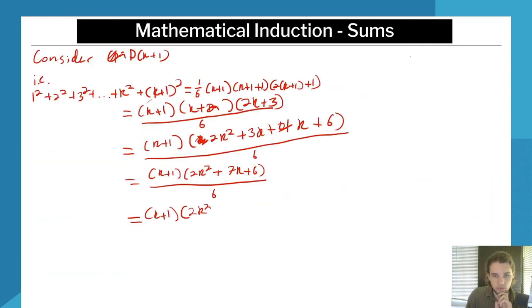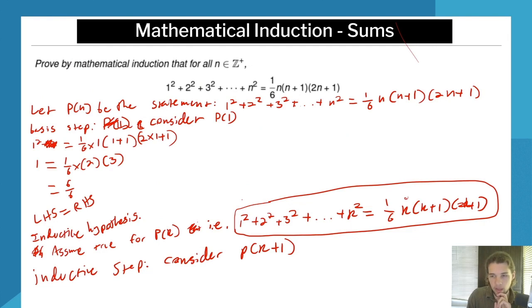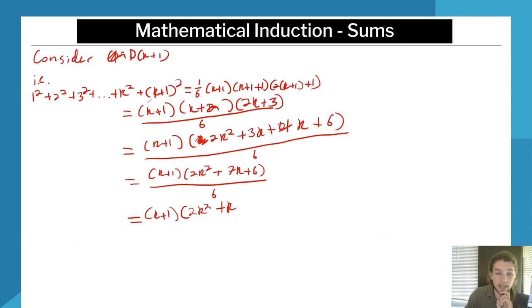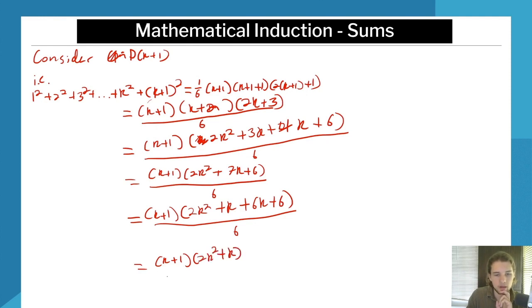So I'm going to play around with things a little bit. I'm going to say plus K because over here we do have that plus 1, and remember I want to take this K out of this set of brackets, so everything's going to be divided by K. And then we have plus 6K plus 6 all over 6. Now I can remove these from the brackets. If I go K plus 1, 2K squared plus K all over 6, and then I can remove these.